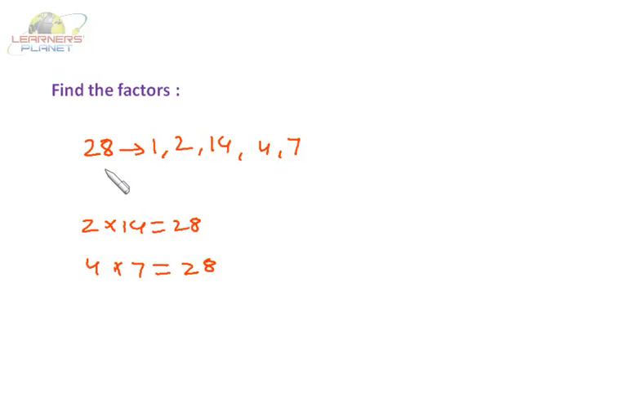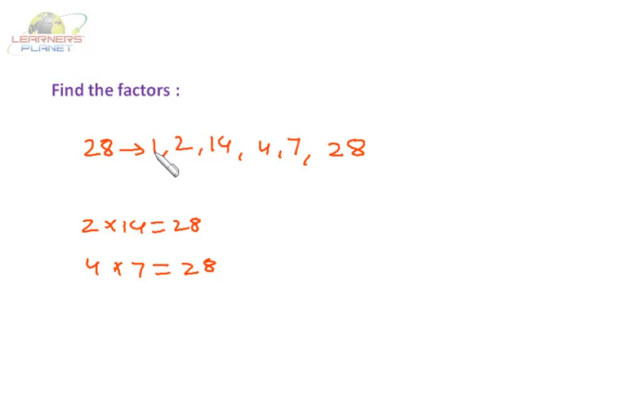Now 5, 6 are not factors of 28. 7 is already there. 8 is not a factor of 28. 9 is also not a factor of 28. Now we reach up to 14. Now 14 into 2 is 28, and we have already mentioned that 14 is a factor of 28. Okay, and the last factor of 28 is 28 itself.